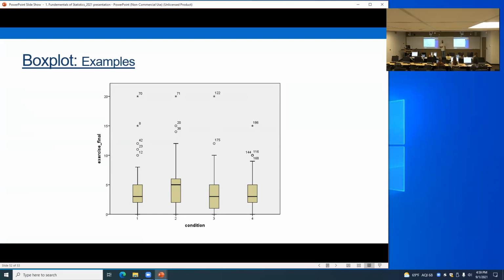What type of distribution is being represented by this set of box plots? Yeah, well, what would you expect if we were on a histogram with the distribution of each one of these conditions? What would you expect that histogram to look like? They all look skewed. Yeah, they all look really skewed, right?